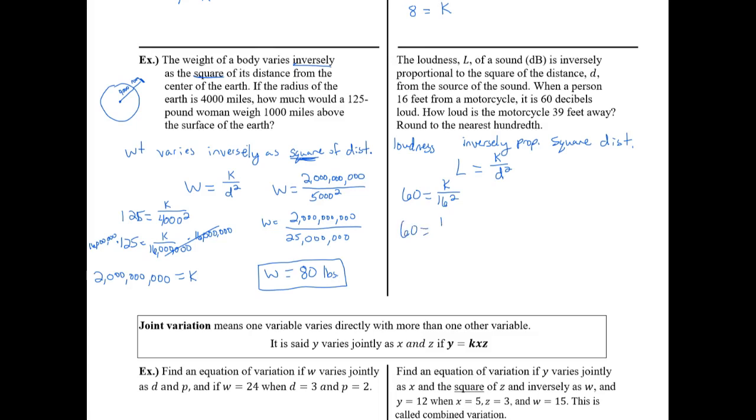So we want to solve for K. 16 times 16 is 256. Multiply both sides by 256 to get rid of that denominator. 256 times 60 is 15,360. Alright, once we know K, we can find how loud the motorcycle is at 39 feet away. So we don't know how loud. Variation constant was 15,360, and it was 39 feet away, so 39 squared.